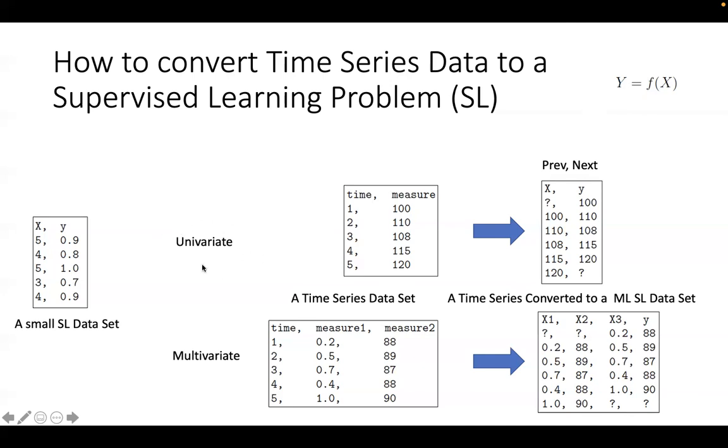So you can do it for the univariate case where you have one observation, or you can also do it for a multivariate scenario where you have more than one thing you're trying to measure. In this case, please note that you are not only using the first 2 measurements, you're also using the third measurement to predict the fourth outcome. So in this case, the first row we can disregard because we have missing data, but the second row is actually useful because we can predict the output variable, but we are using the first measurement, 0.2, the second measurement, 88, as well as the third one, 0.5, to predict the fourth, which is 89 in this case.